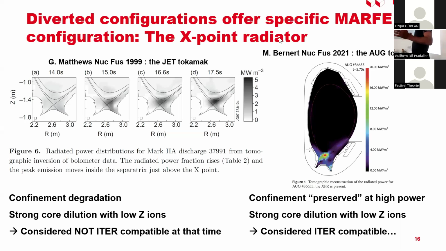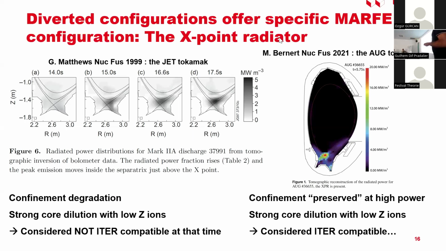My opinion is that it has to be discussed again, because this core dilution is something very important when you consider the fusion power that is produced in the core. But we let the problem open. People assume ITER will be big enough so that impurities will not go in the core. It's a belief. Okay.